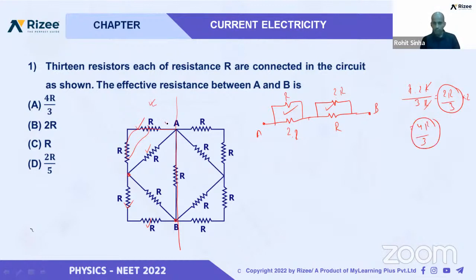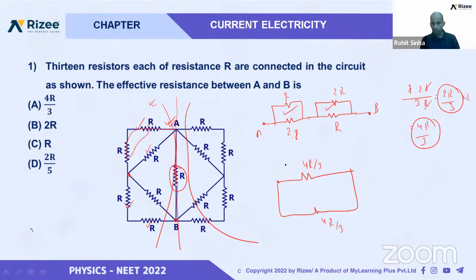When we use the symmetry, we have 4R by 3 for one part, and the second part also 4R by 3. In between there is one R resistance in parallel between them. So we write one resistance R in parallel between them, and here is A and here is B.